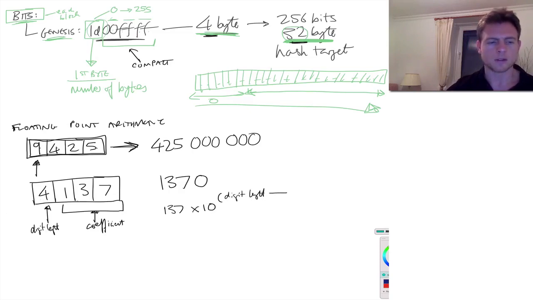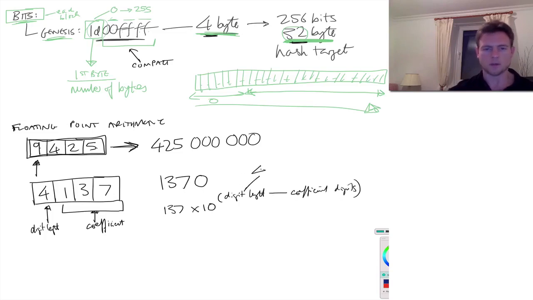minus the number of digits that we are including as our significant figures, which is 3. So digit length minus coefficient digits. Digit length in this case is 4. Coefficient digits, we're using 3 significant figures, 137, that's 3. So the answer is 137 times 10 to the 1, which is just 11370, the number that we originally wanted.